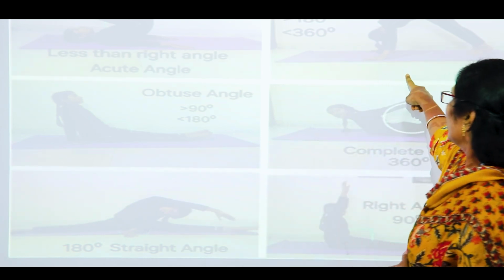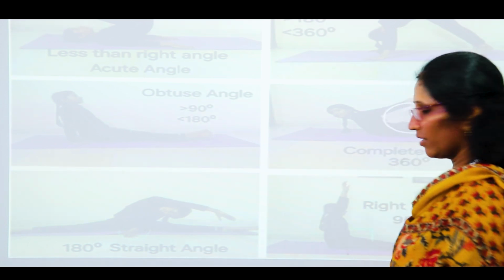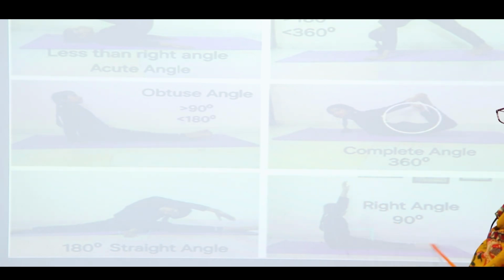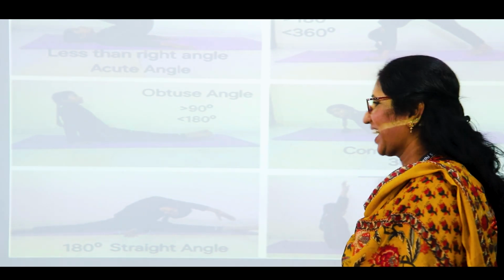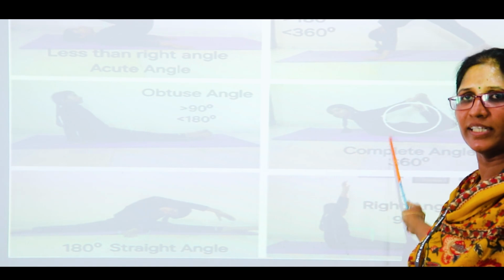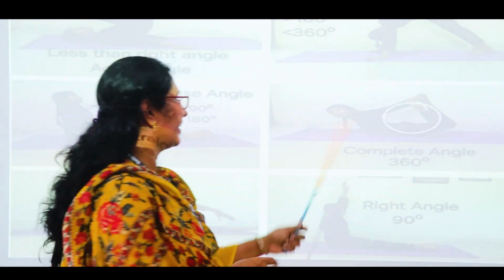And the next one, a reflex angle. And here the last one you can see, it is a right angle, the hands up and the legs down. You can see the formation of the 90 degree angle. And here one more, you can see the posture. This posture is representing the complete angle for you, as it is a 360 degree.